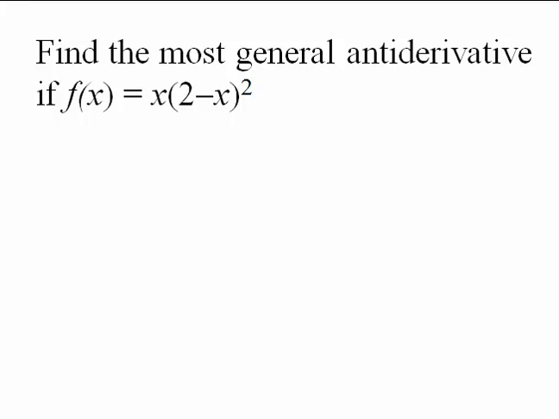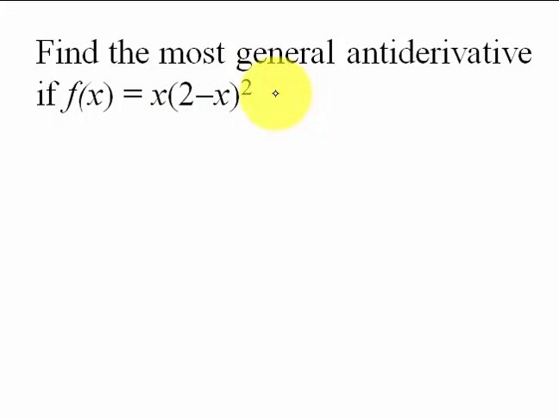We want to find the most general antiderivative of this function. So we had a function, capital F of x, we took the derivative, and this is what we got. Now, when we took the derivative, we probably would not end up with something in this form because here we have a product and we have a power.